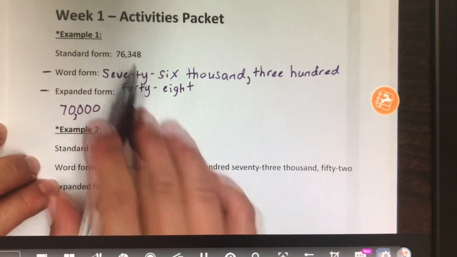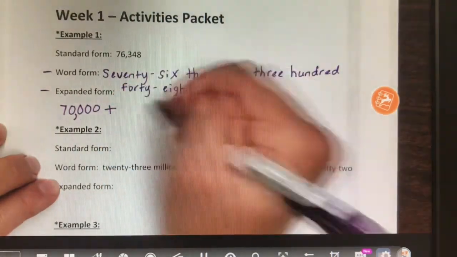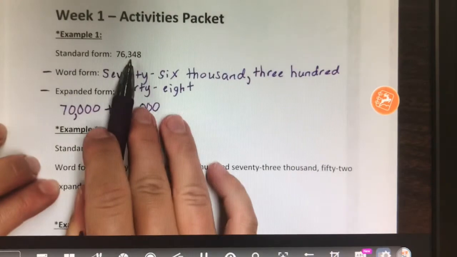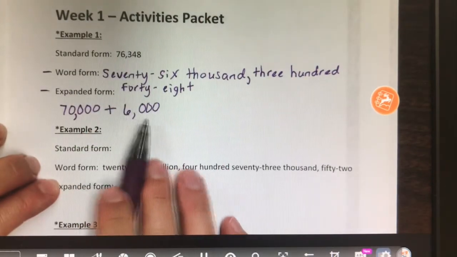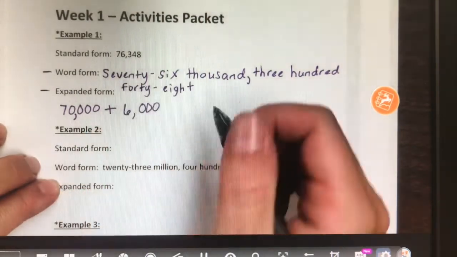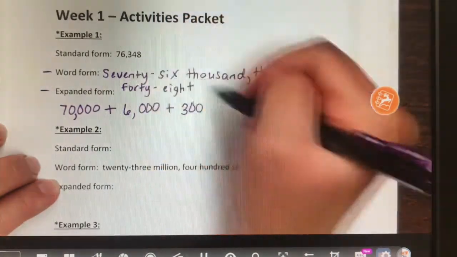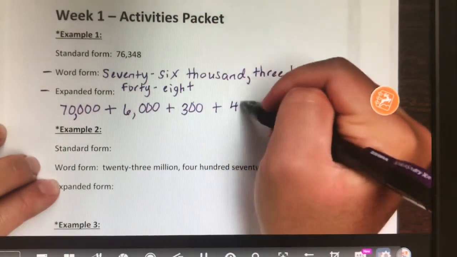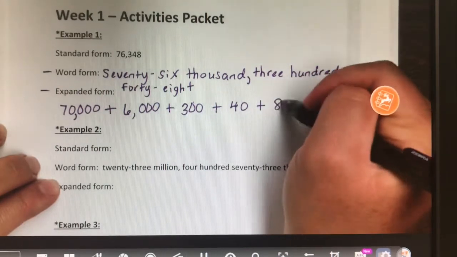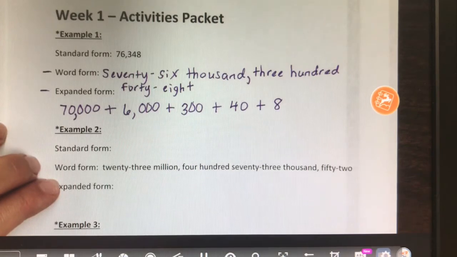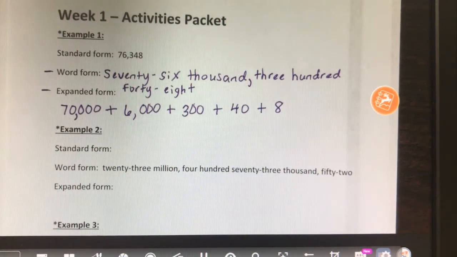Plus, the 6 is in the thousands place. So that tells me it's worth 6,000. Again, 6 and then 1, 2, 3 zeros. The 3 is in the hundreds place, so plus 300. The 4 is in the tens place, so that's 40. And then plus 8. 70,000 plus 6,000 plus 300 plus 40 plus 8 is our number in expanded form.